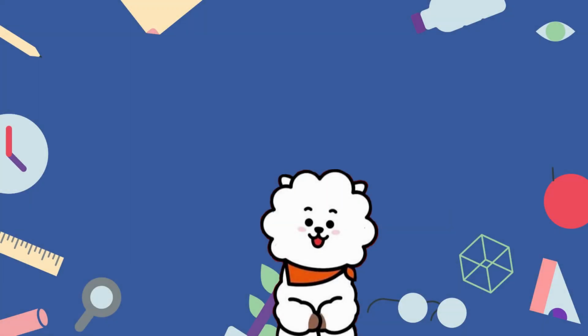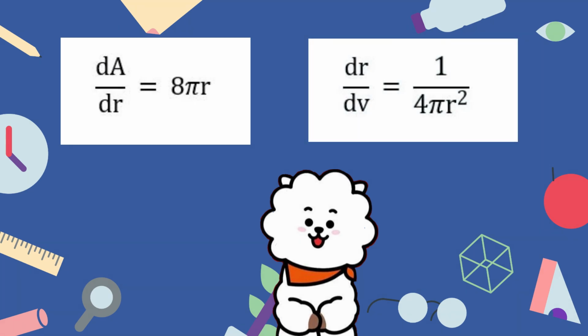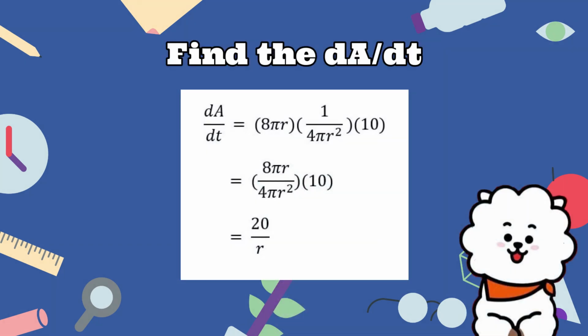Now that we know dA over dr and dr over dV, we can find dA over dt. We just need to multiply 8 pi r with 1 over 4 pi r squared with 10. Multiplying 8 pi r with 1 over 4 pi r squared, it becomes 8 pi r over 4 pi r squared, multiplied with 10. When we multiply it together, it becomes 20 over r.